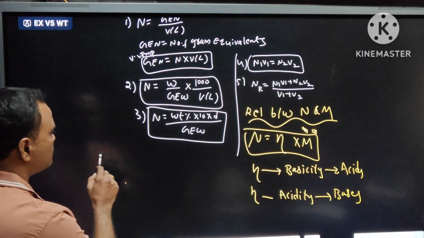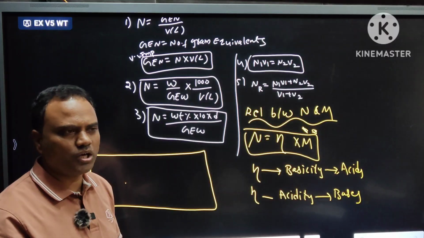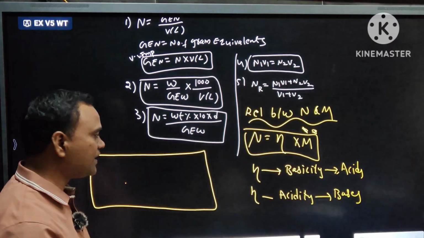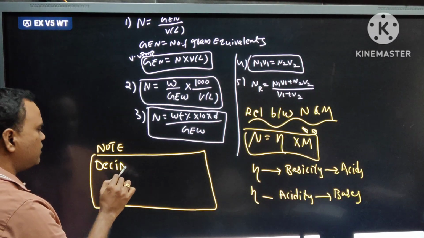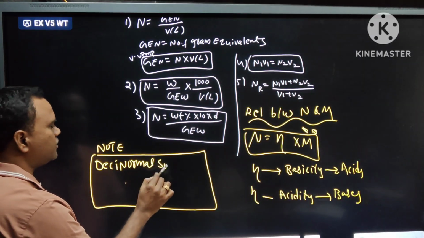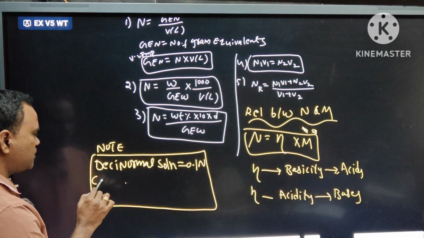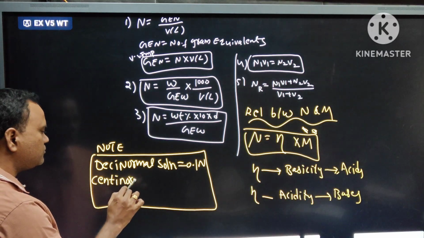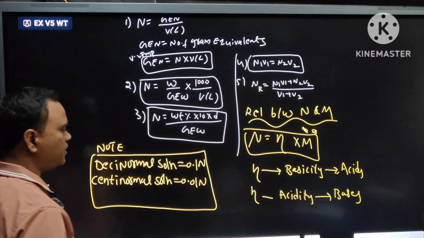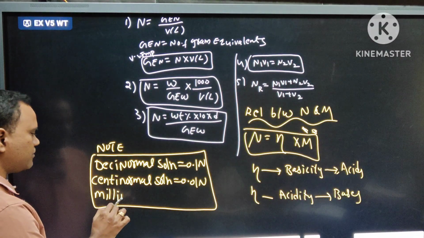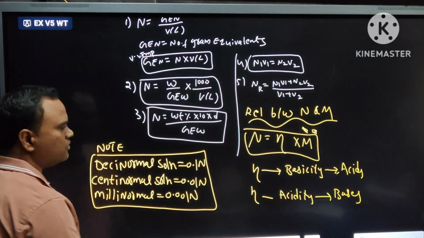Clear? And you know this, what is deci? Deci means 0.1. Decimolar, 0.1 molar. Similarly, decinormal solution means 0.1 normal. Centinormal solution means 0.01 normal. Millinormal, similar to molarity, means 0.001 normal. Clear?